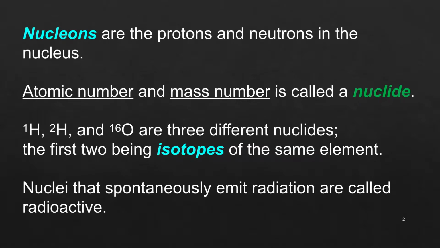Nuclei hold protons and neutrons. They are both called nucleons. A nuclide is a distinct atom characterized by an atomic number and a mass number. Here we see the nuclide symbols for three atoms, two of which are isotopes of each other. Sometimes nuclei are unstable. These nuclei emit radiation and are radioactive.